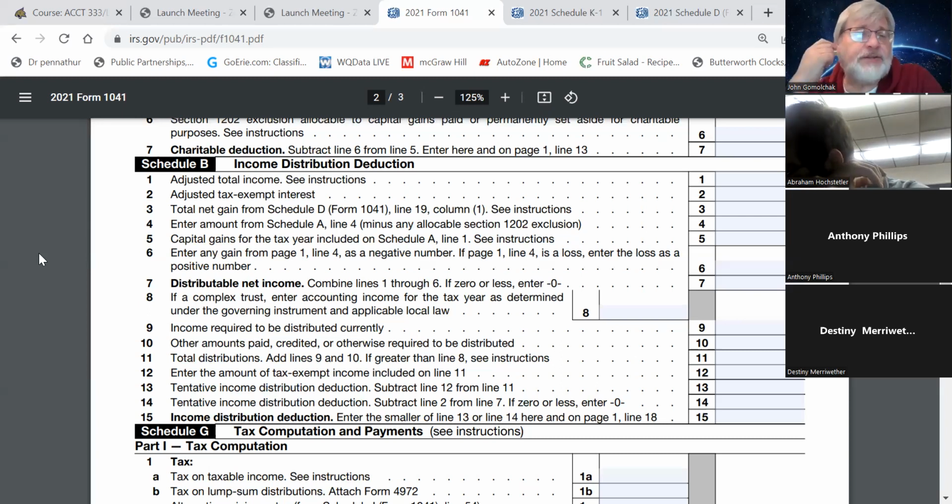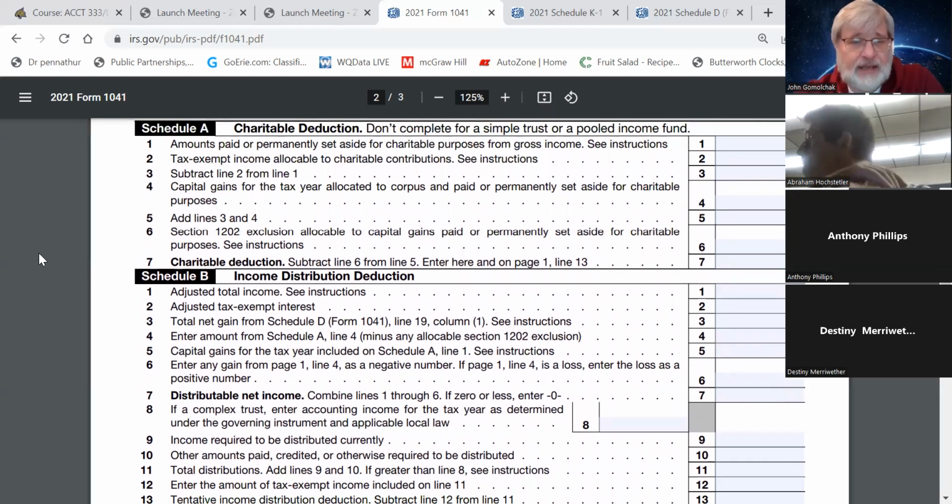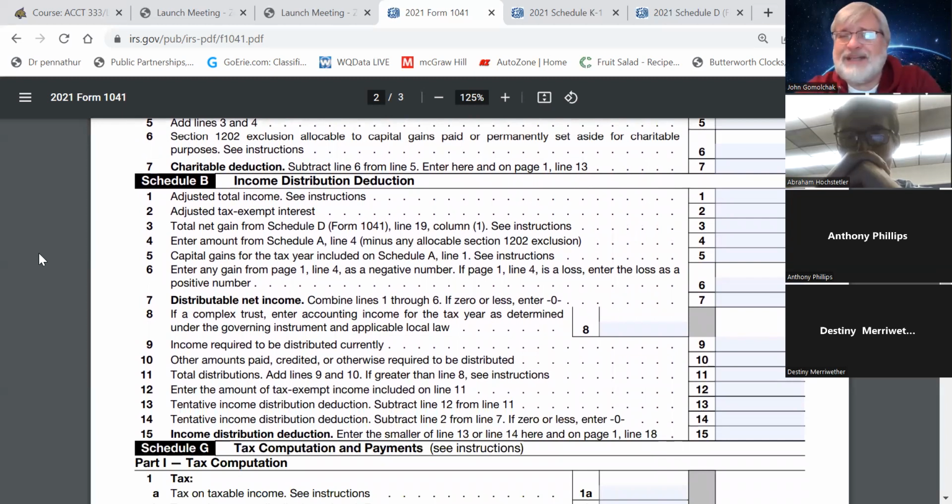Line 4 is enter amount from Schedule A, line 4, minus any allocable Section 1202 deductions. Line 4 is capital gains allocated to corpus. So it was something we did, it was a capital gain that we didn't get a tax deduction for. Realistically, I'm never going to give you anything like that. It's also a relatively rare thing to see in the real world. But we're not going to really have anything on that line 4 in this class, at least.